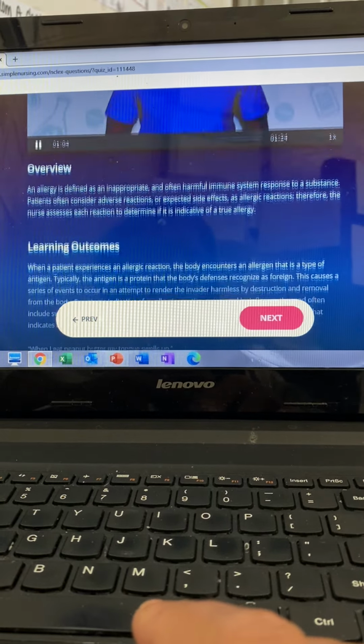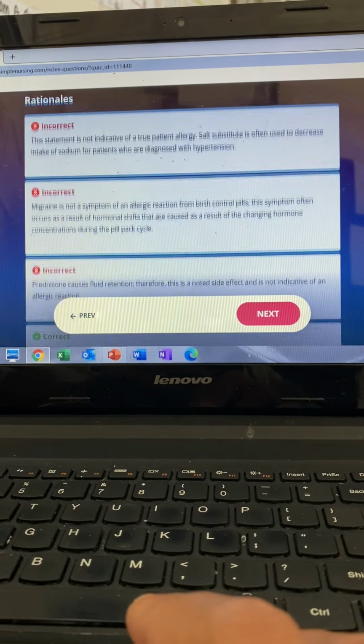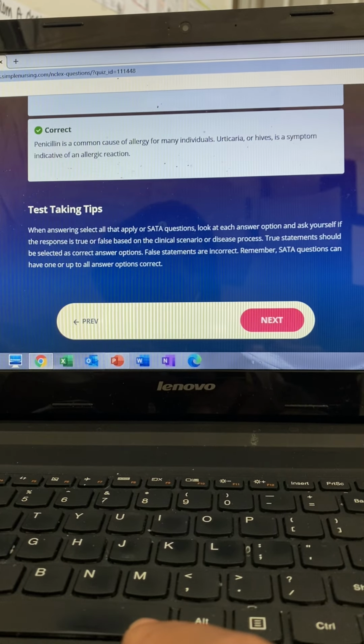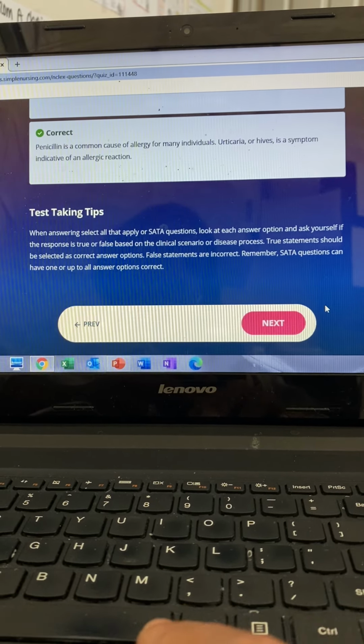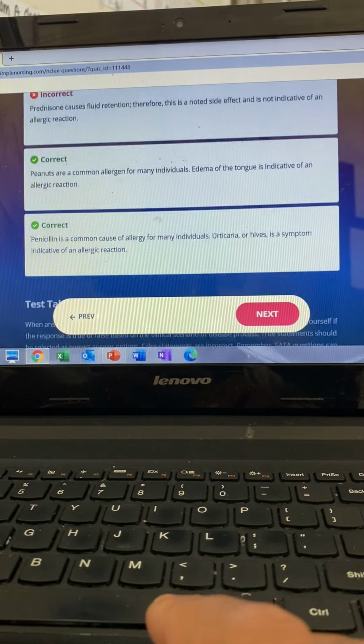So option 4, tongue swelling with peanut butter. Think airway. If the tongue swells too much, it obstructs the airway. And option 5 is the hives with penicillin. Huge allergic reaction. Guys, think hives and airway.